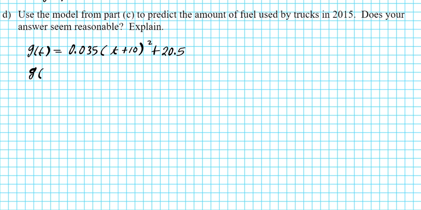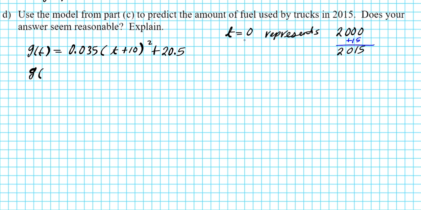Remember, t equals 0 represents 2000. Okay? So what does 2015 represent? 2015 is equivalent to adding 15 to the years. So we have 2015 is what we're looking for. What we did is we added 15 to get the final year.